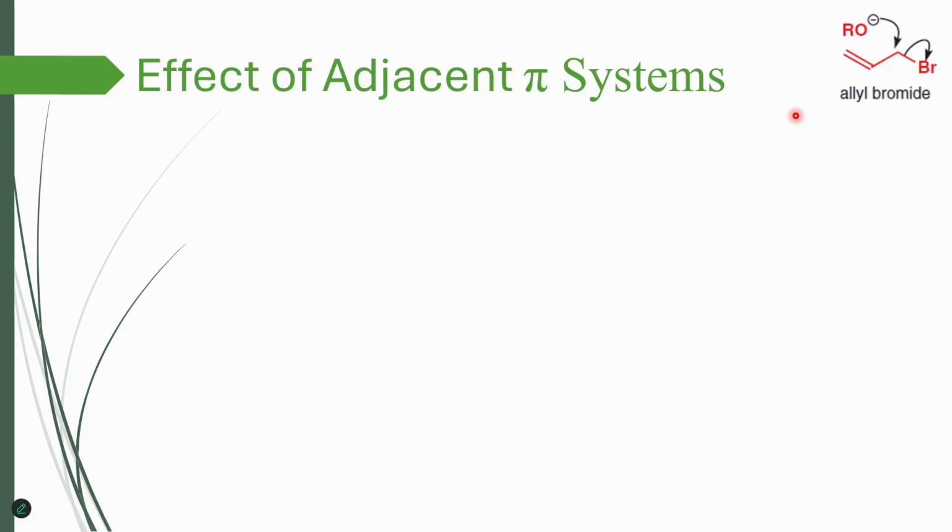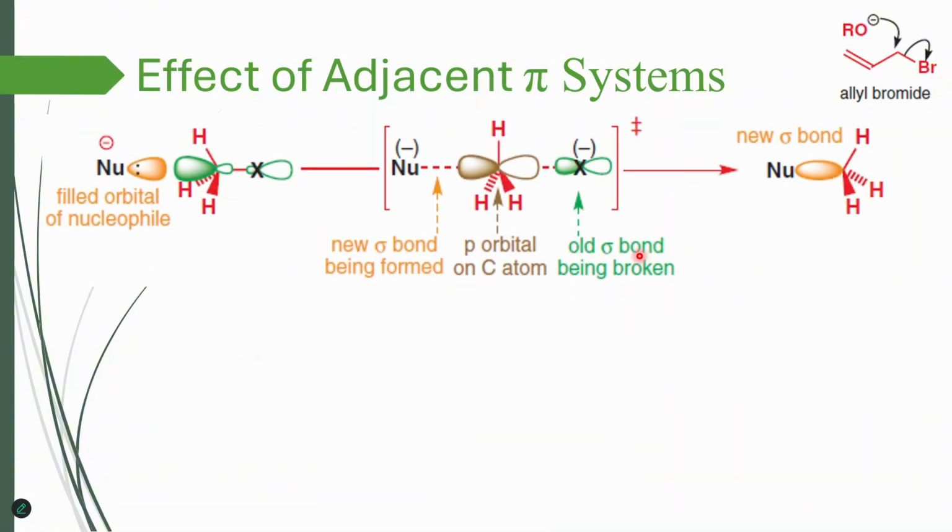In order to understand this, it's good to show this transition state again in a slightly different diagram. So we have the nucleophile with its electrons. It has an orbital that's filled with an electron pair. And this is our substrate where we have X that's leaving. It has its own orbital, and we have a carbon orbital right here. And then we are forming a new bond between the nucleophile and the p orbital on the carbon. And this is like a p orbital.